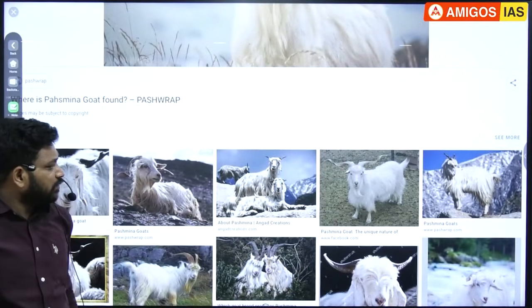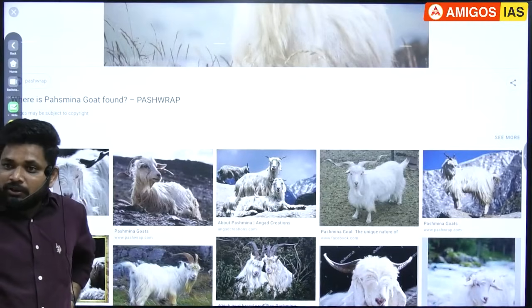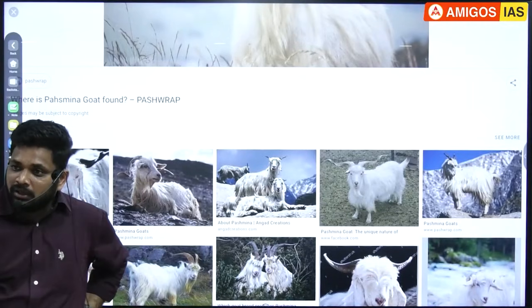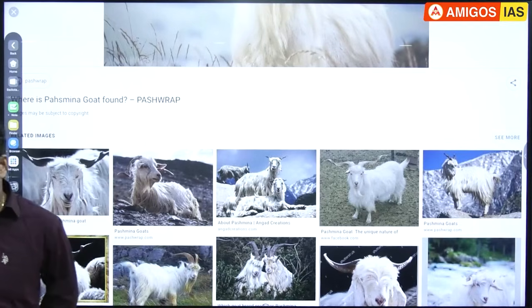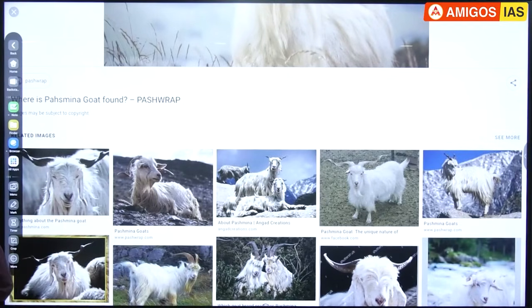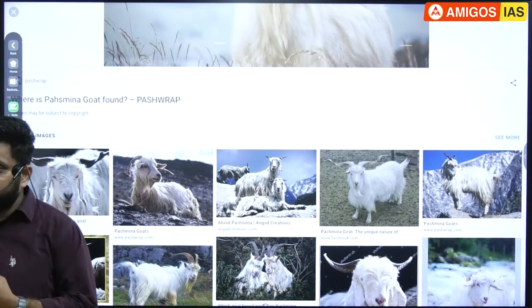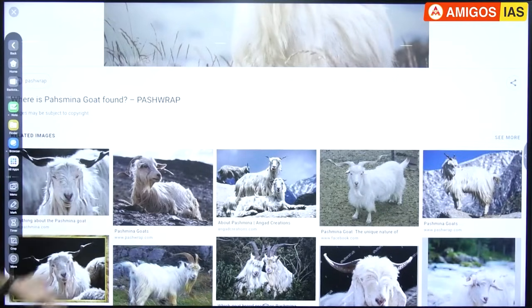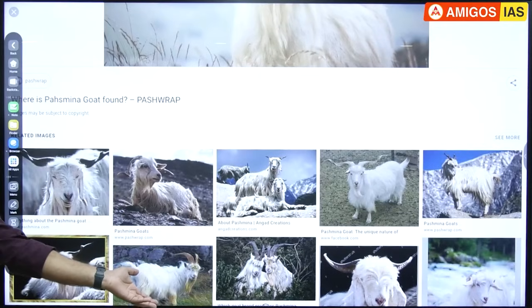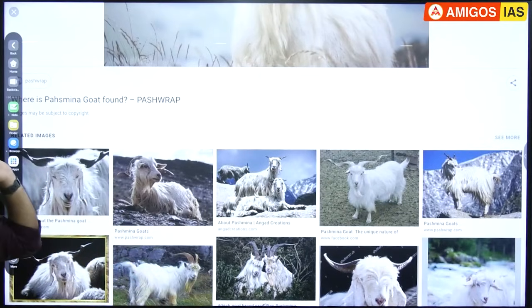Why does it have that much wool? Can you find this much wool in Hyderabadi goats? Hyderabadi sheep? Why does it have that much wool? Because that area has low temperatures. For the sake of more adaptation, it has more hair over the body. That hair is what we call wool. If there is more hair, the heat won't come outside from that particular sheep's body.